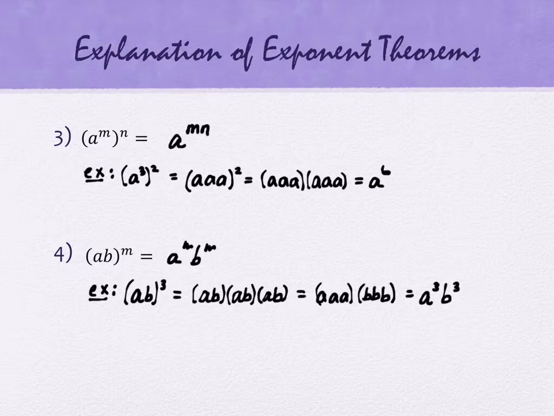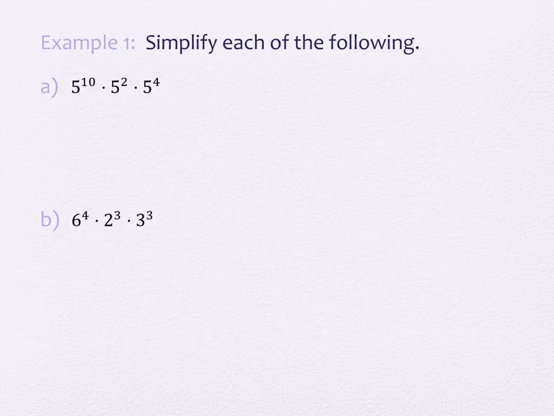So we're going to do just a couple of quick examples of this. If you're taking a look at part A, what am I going to do to simplify this expression? Add what? The exponents. Okay, what's the base going to be? Just 5. Don't go getting carried away. 5 is the base. It never changes. What are my exponents going to combine to? 16. 10 plus 2 plus 4, 16. Okay.